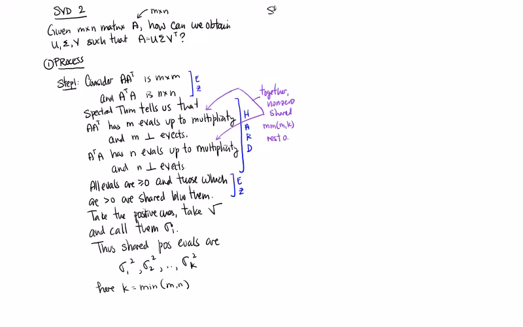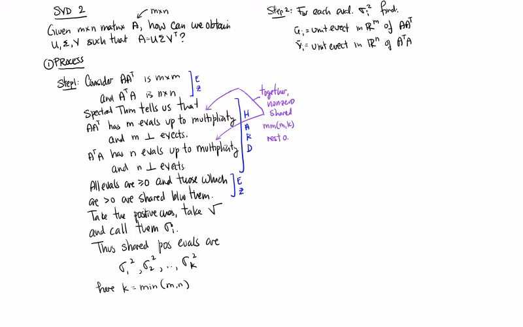So then step 2 is we do the following. For each eigenvalue sigma i squared, because remember the sigma i squares are the eigenvalues, we find two things. We find u i, which is a unit eigenvector in R m of A A transpose. And we find v i, which is a unit eigenvector in R n of A transpose A.